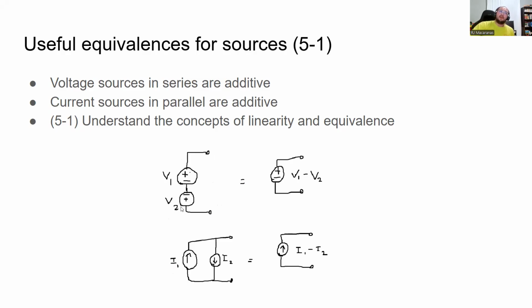And then likewise, current sources in parallel are additive. In this case, I've got two current sources in parallel. One is going upwards, the other one's going down. If I were to look at the equivalent of just one source going upwards, the one that's pointing in the same direction is positive, and the one going the other way is negative, so I can just add them up in that sense, and that'll be an equivalent.